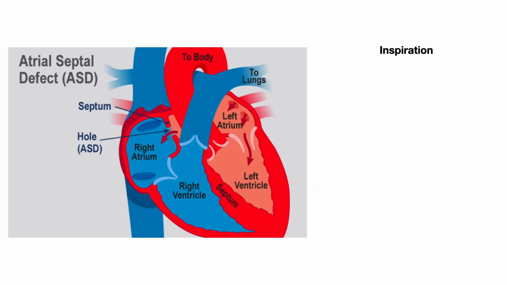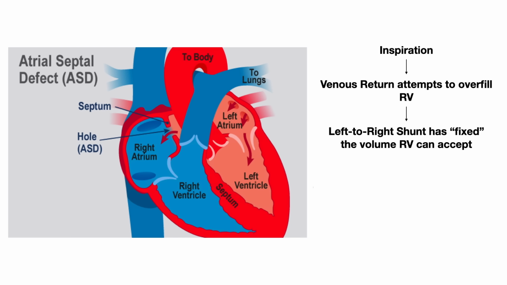Again, person takes a breath in, you get a venous return that increases to the right ventricle. Now, under normal circumstances, that increase in right ventricular filling will attempt to overfill the right ventricle, and it will attempt to put more blood through the pulmonary system like we just talked about in wide splitting. But we've got an atrial septal defect. So we've got a left to right shunt that's actually fixing the volume that the right ventricle can accept.